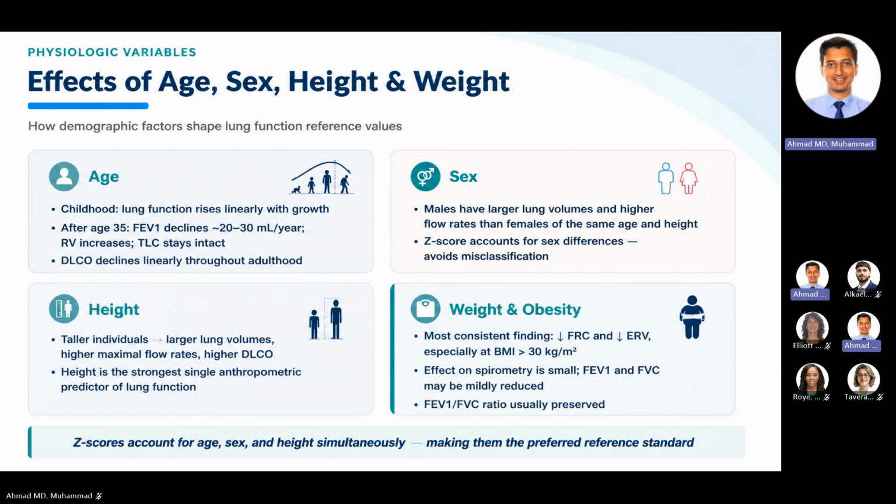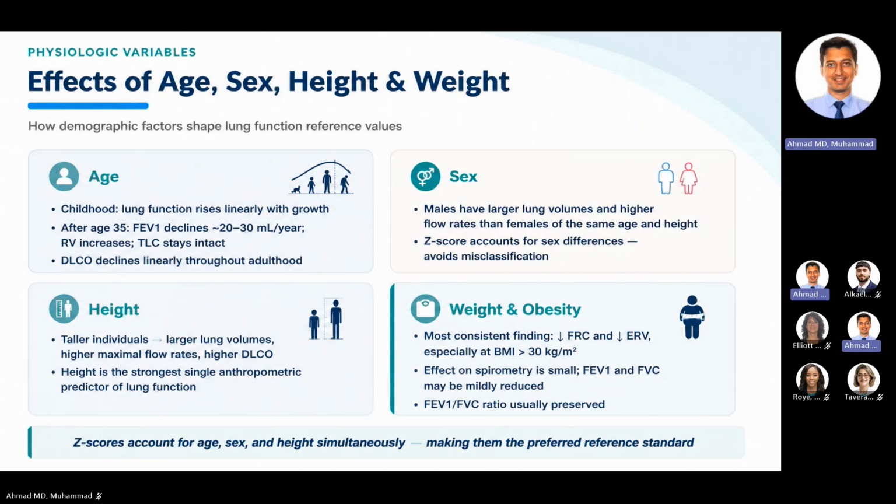Taller individuals have larger lung volumes, higher maximum flow rates, and higher diffusion capacity. Height is the strongest single anthropometric predictor of lung function. And that's the reason why we use Z-scores to account for age, sex, and height simultaneously while getting what the normal should be. Males have larger lung volumes and higher flow rates than females of the same age and height. And as I said earlier, Z-scores account for this sex difference.